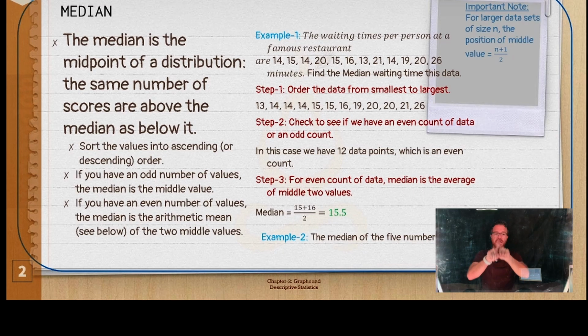If I have an even number, you'll actually have to go to the middle two numbers. So now let's actually look at an example, and then I'll show you how to find where that value is if it's an exceptionally large amount of data. So we're going back to our example where you have people with the waiting times at a restaurant. Our data points are 14 minutes, 15 minutes, 14 minutes, 20 minutes, 15 minutes, 16 minutes, 13, 21, 14, 19, 20, and 25 minutes.